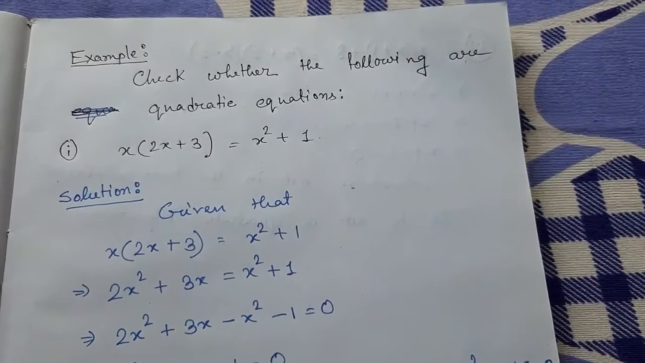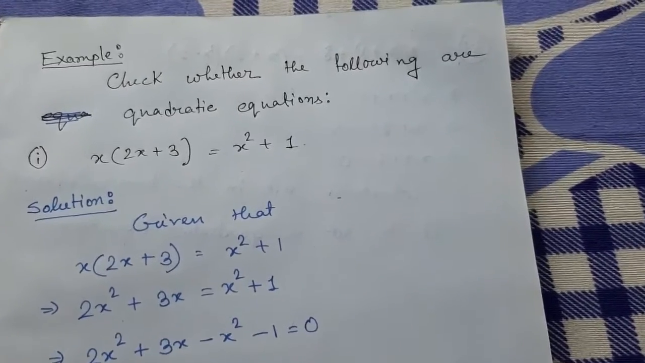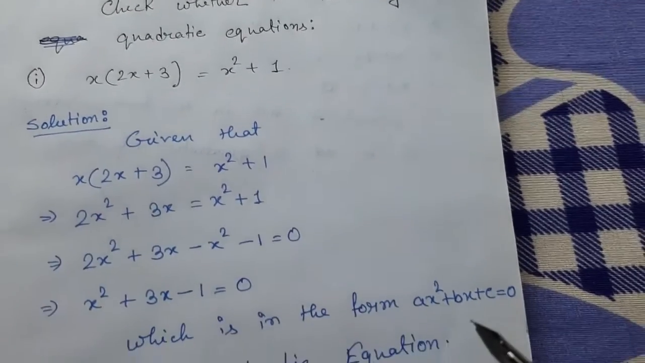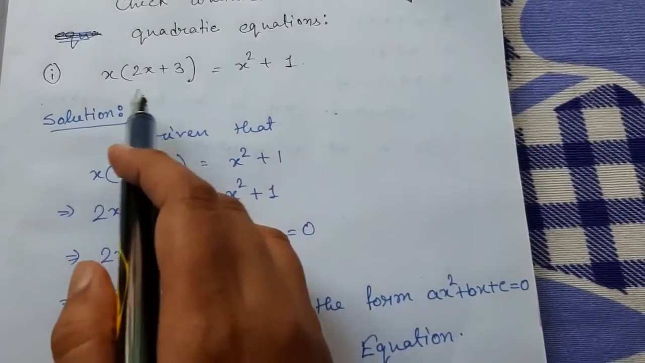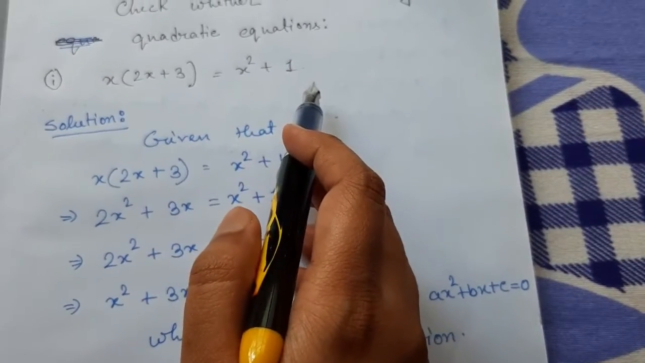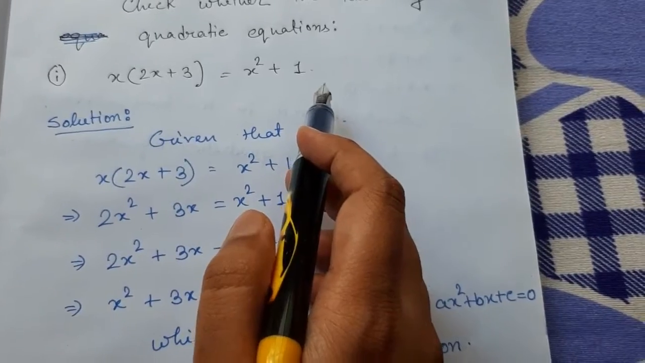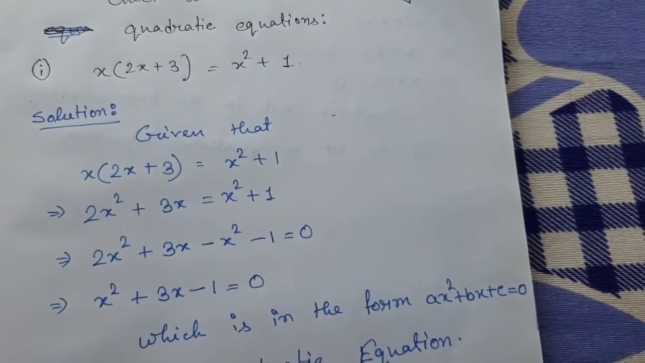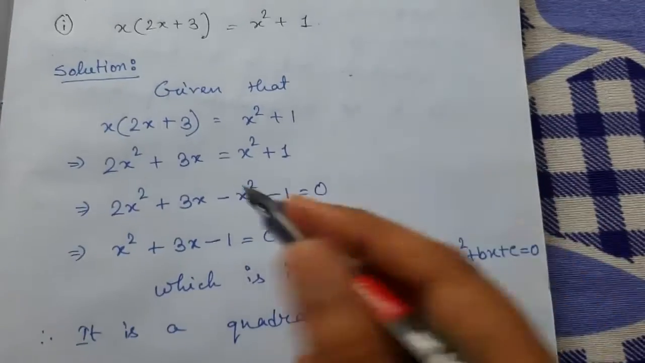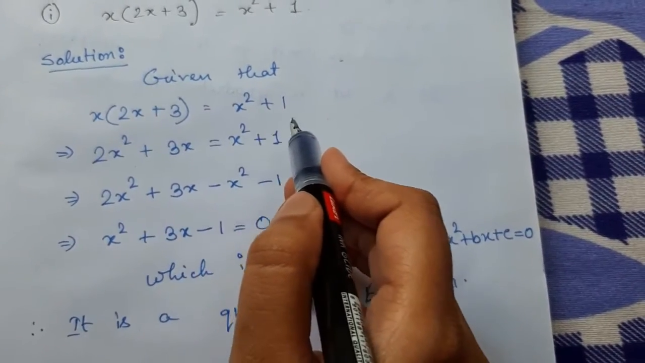Now here is some example. Check whether the following are quadratic equations or not. First of all, look at the first example. x into 2x plus 3 is equal to x square plus 1. So now I will solve this one. That means I have to simplify this one. I have to check whether this is a quadratic equation or not. This is the given condition.